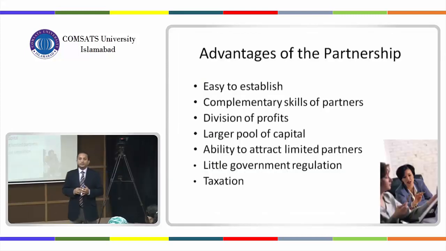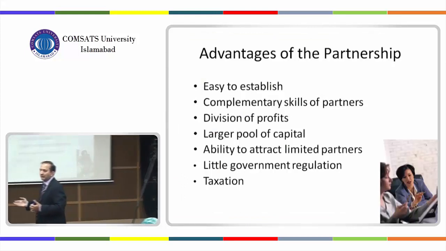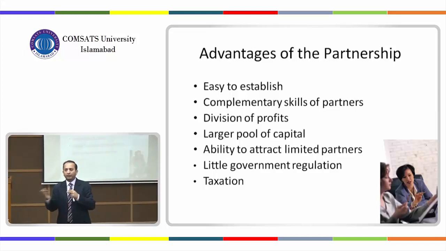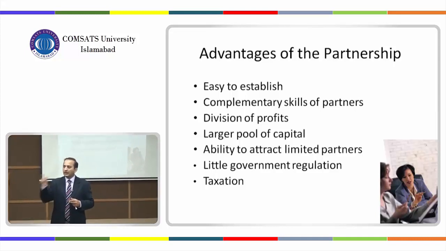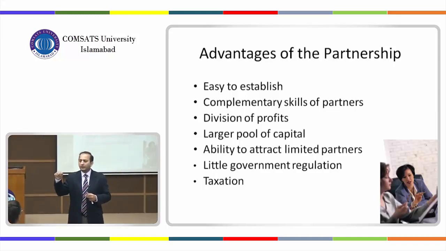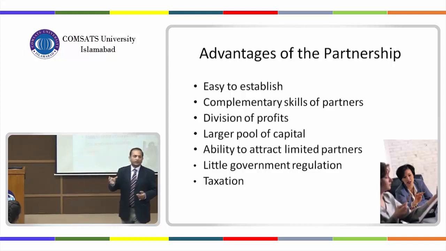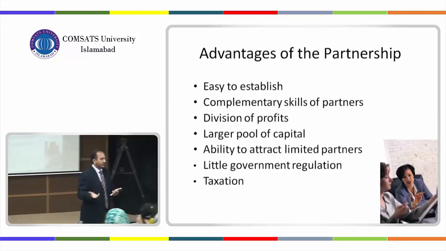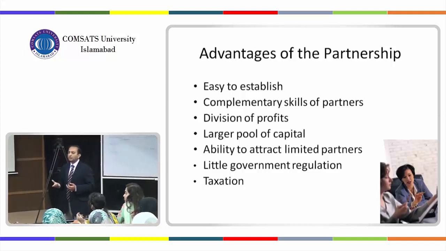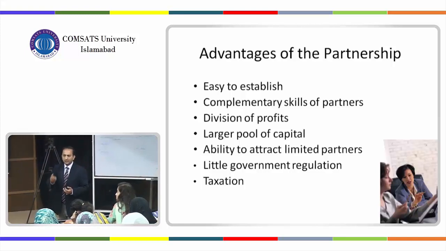The division of profits. There is no rule in law that the partnership must be at least 50-50. It could be 99.99 versus 0.01%. The government has no objection to this. So you can divide the profits as per the circumstances you are dealing with, as per the contributions the partners are coming up with.